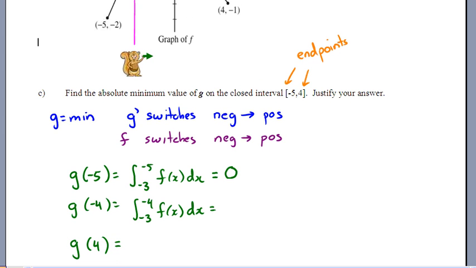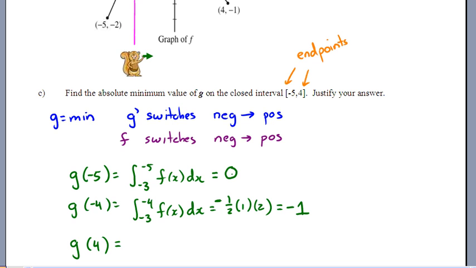There we go. I can figure out what this area is going to be. It'll just be 1/2, a base of 1, and a height of 2. But it's negative because we're walking backwards on that function. So that is a -1. Okay, so far this is the better deal. We've actually got a more negative number than we had at g at -5. So this is a lower value. It's more of a minimum.